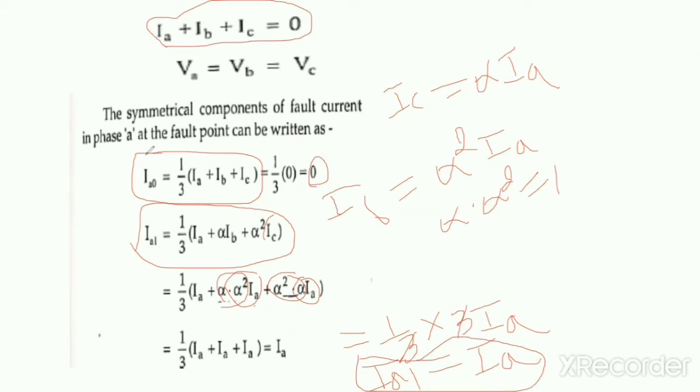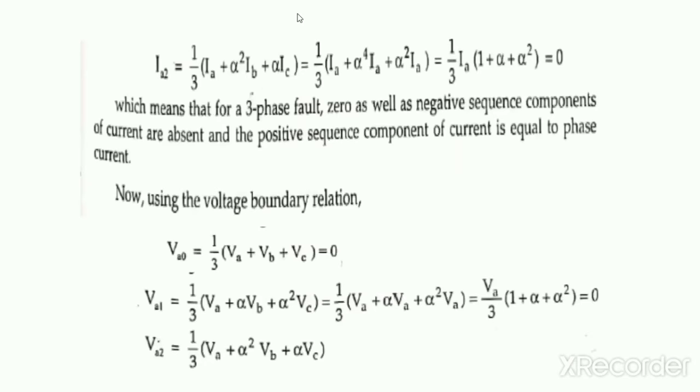Understand? Similarly, we write down the formula for IA2, that is the negative sequence current. What is the formula for IA2? IA2 is equal to 1 by 3 into IA plus alpha square into IB plus alpha into IC.